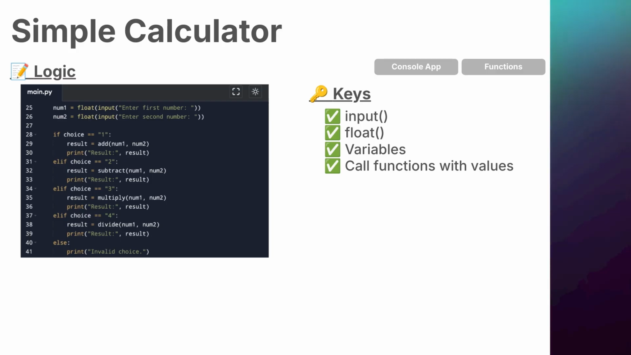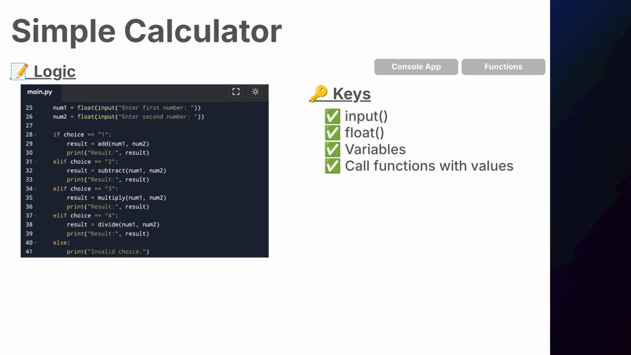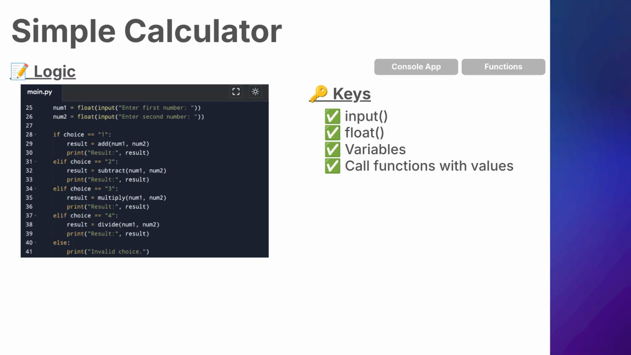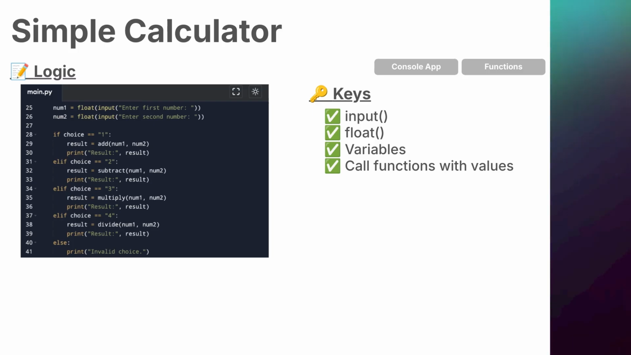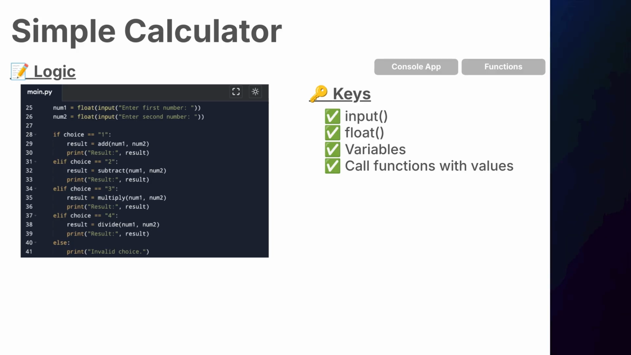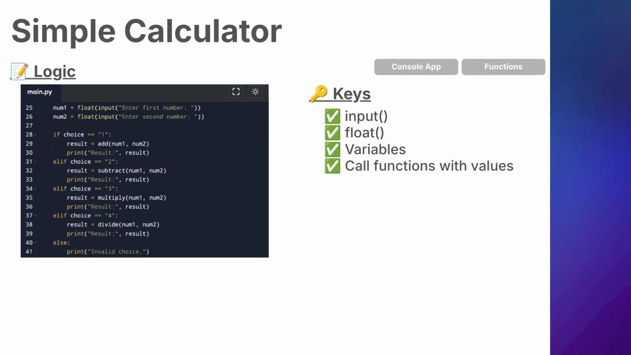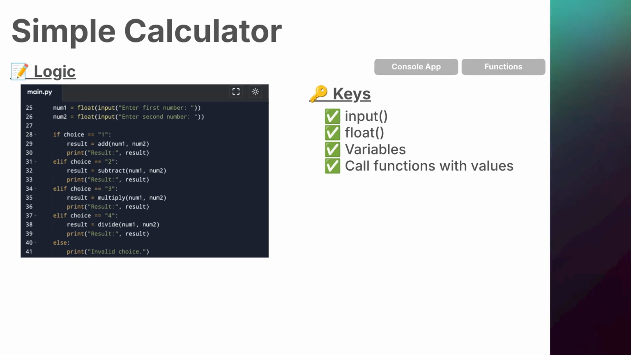Next comes a series of if and elif sections. These check which menu option the user picked earlier. If the choice is 1, the program calls the add function with the two numbers as arguments, stores the returned result, and then prints it. If the choice is 2, the same thing happens with the subtract function. Choice 3 runs multiply and choice 4 runs divide.